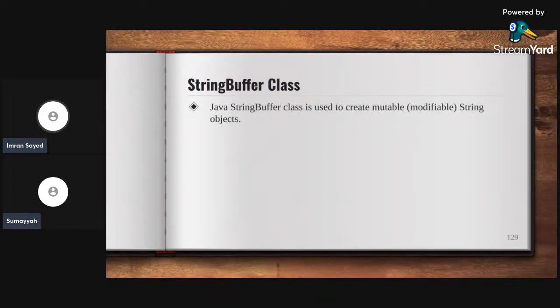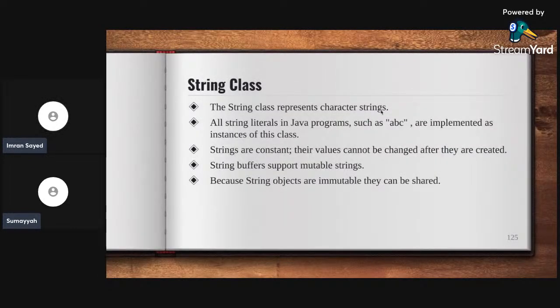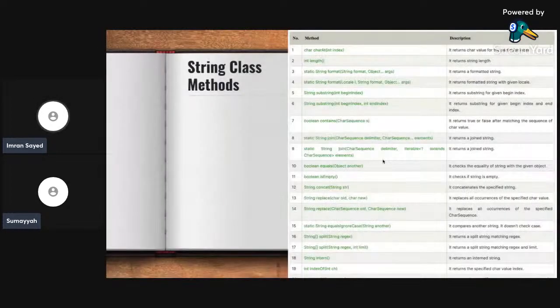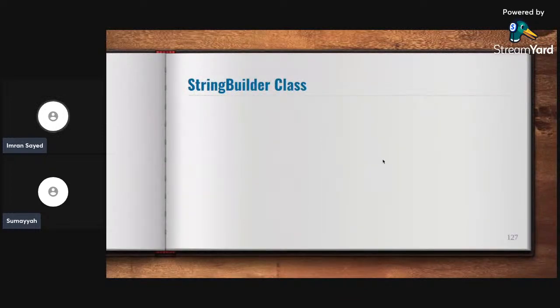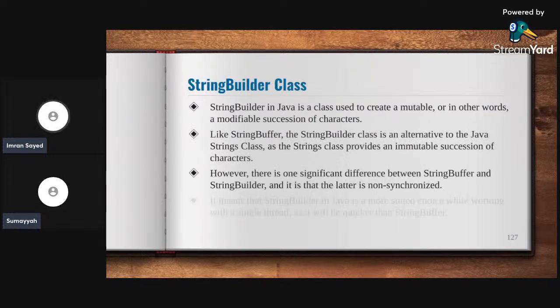String buffer class is used to create mutable, modifiable strings. So we studied the string class, which represents character strings, and it's immutable. If you want your string to be mutable, you can either use the string builder class or the string buffer class. The difference between string builder and string buffer is that string builder is non-synchronized, so you can use it with single thread, and string buffer is synchronized, so you can use it with multi-threaded.